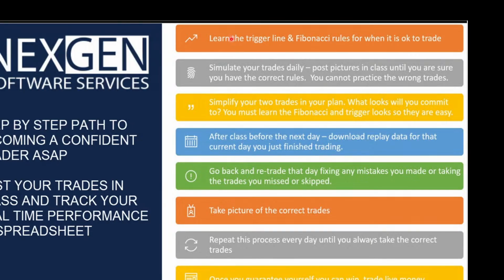And then we're going to learn some rules. The first hour guide is dedicated to the same thing we talk about every day: 3 advantages, being able to look at them, learning the trigger line and Fibonacci rules for when it's okay to trade, and then starting that commitment to trading when the rules are true and being willing to not trade when they're not true.